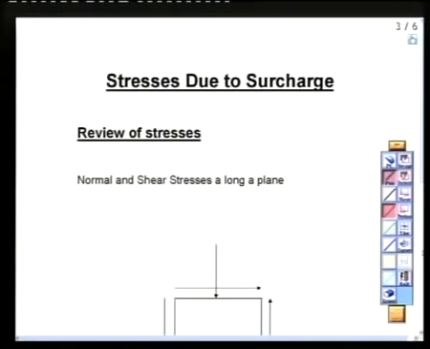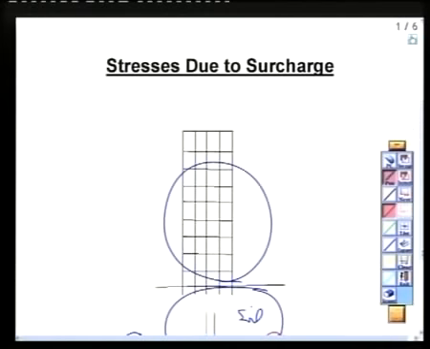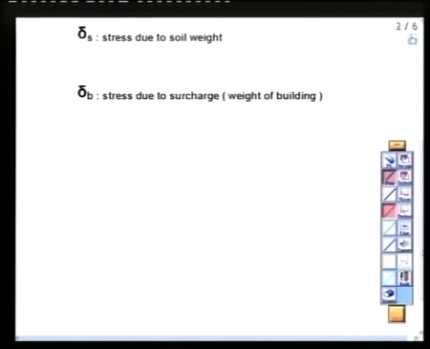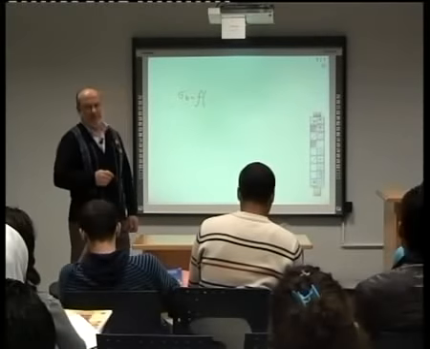We have to do a review, but before that, let us go back to speak about these stresses, the stress due to building. We said last time that it is a function of several factors that affect the stresses due to the building. What are these factors?